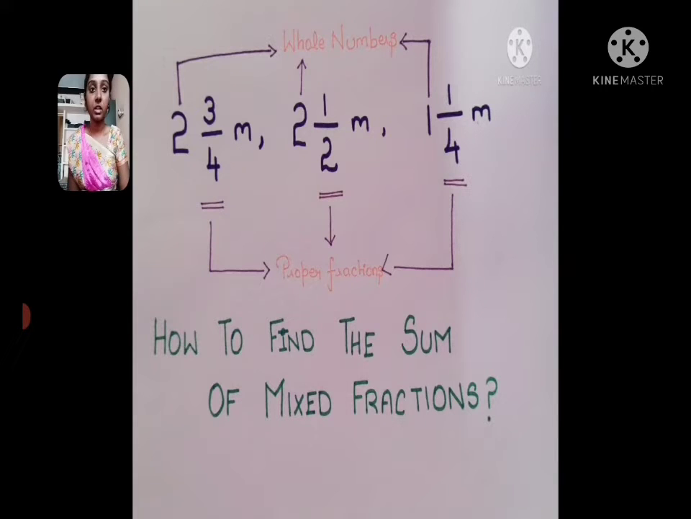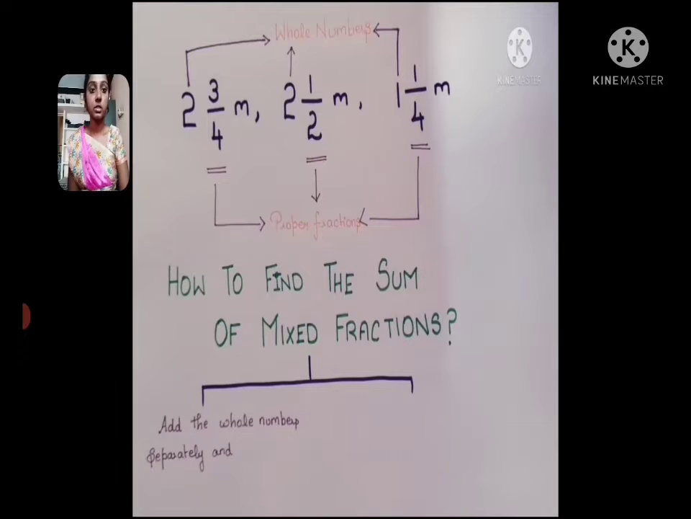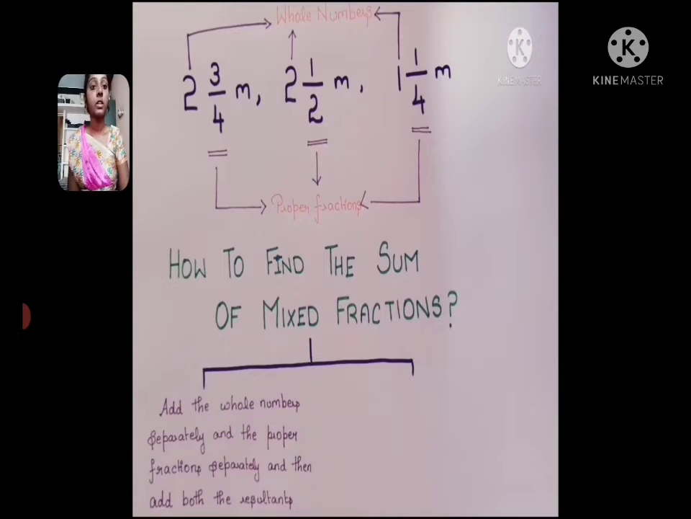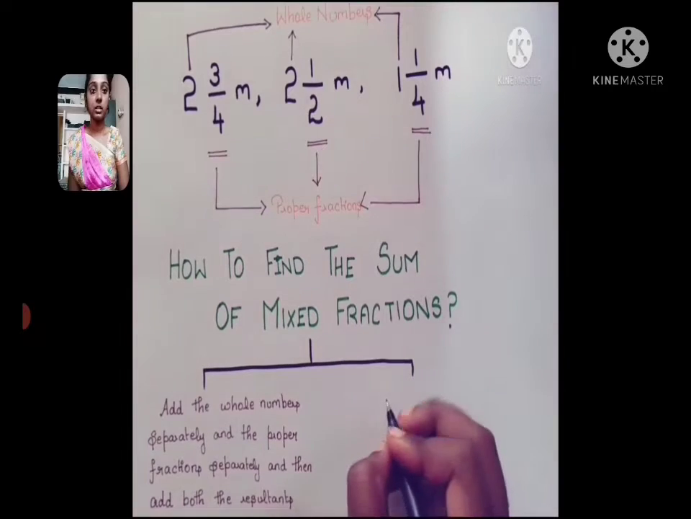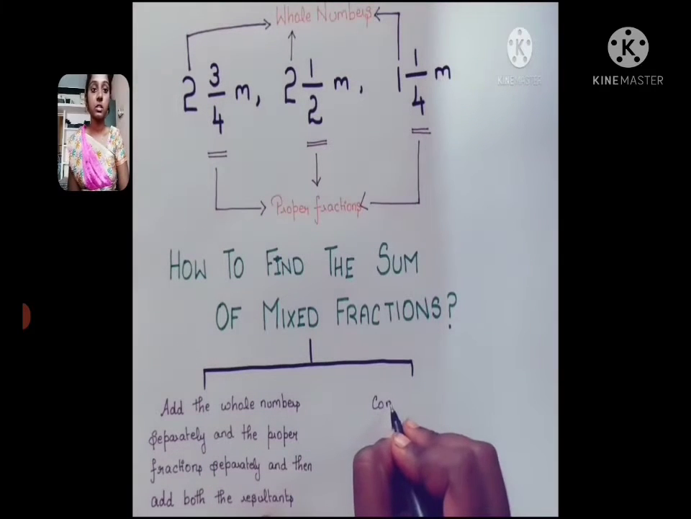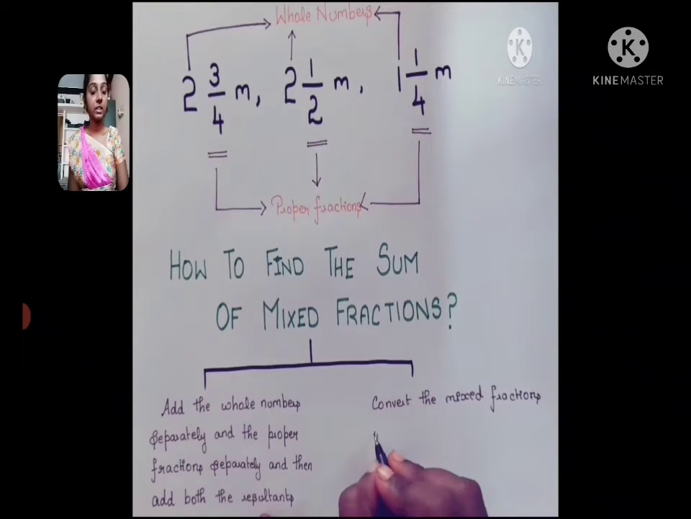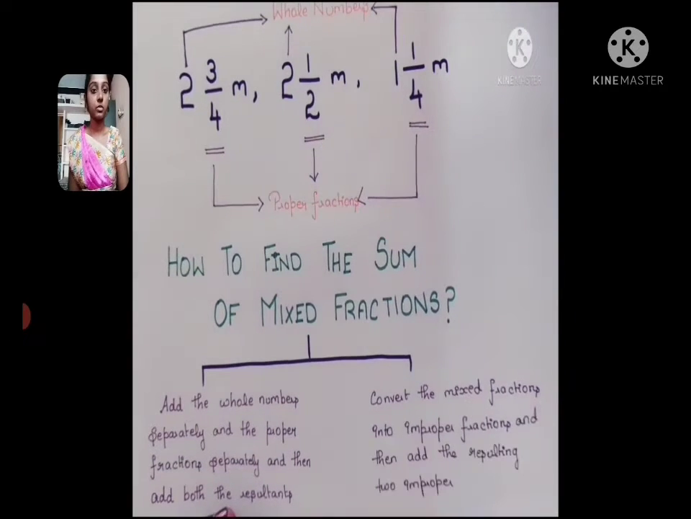So how do we find the sum of mixed fractions? There are 2 ways to find the sum of mixed fractions. The first way is to add the whole numbers separately and then add the proper fractions separately, and then add both the results. The other way is to convert the mixed fractions into improper fractions, and then add the resulting improper fractions.